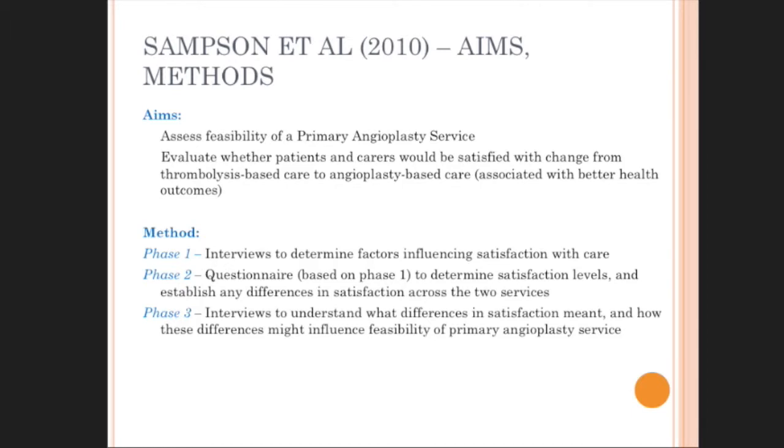Then they used the questionnaire to determine the levels of satisfaction in patients and carers on those factors, and establish any differences in satisfaction across those services. And in phase 3, they also did interviews to determine what those differences of satisfaction meant. So they took some people who did the questionnaire and stratified them based on how satisfied they were, how dissatisfied they were, and different other features that they thought might be important.